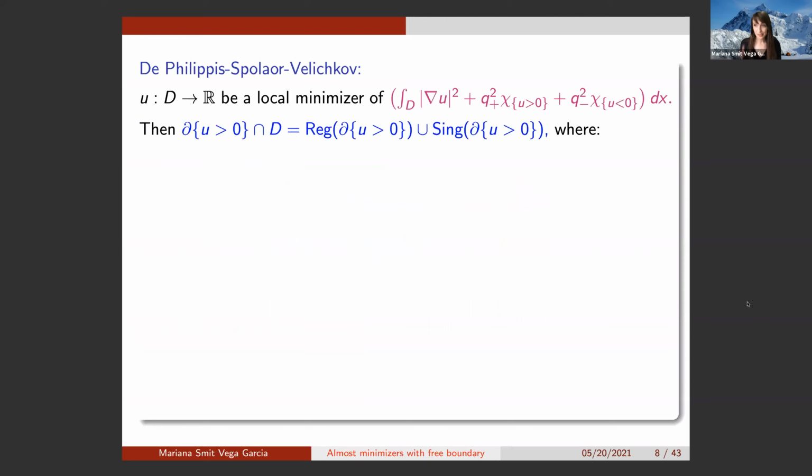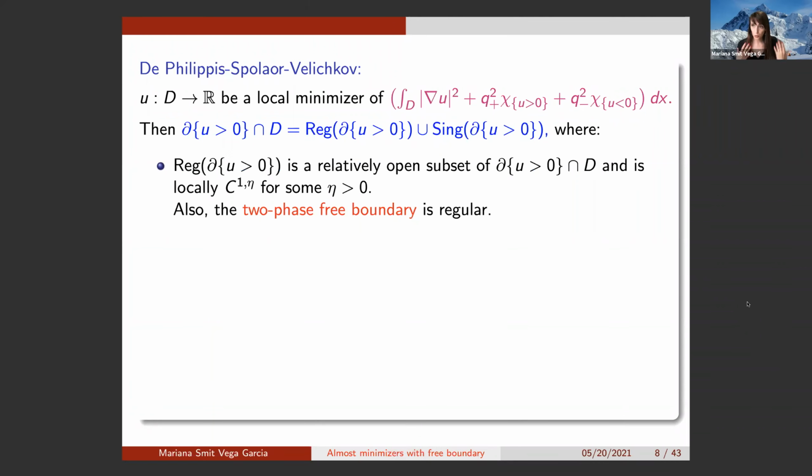Let me tell you a little bit more, some other things they have done in this more recent paper. So still considering a local minimizer of this energy, they were able to prove the dichotomy we expected for both the positive part of the free boundary and the negative. That is to say, we can write the free boundary as a regular part and a singular part. And here the statement I'm writing is for the positive part of the free boundary, but a similar one holds for the negative part. So they were able to show that the regular part, as we wanted, is relatively open, and it is locally C^{1,η} for some η positive. Also, very importantly, the two-phase free boundary is always made of regular points.